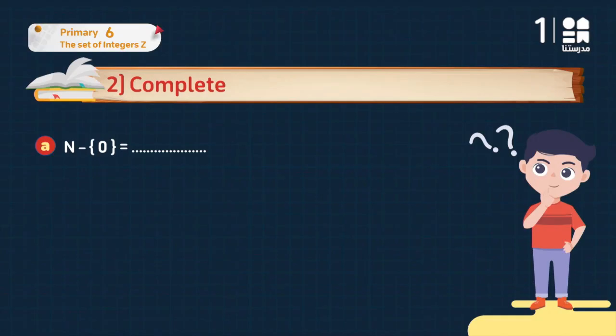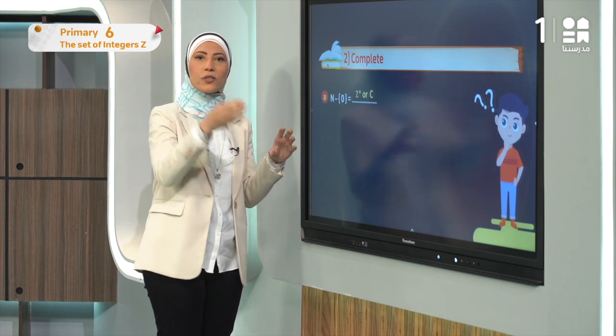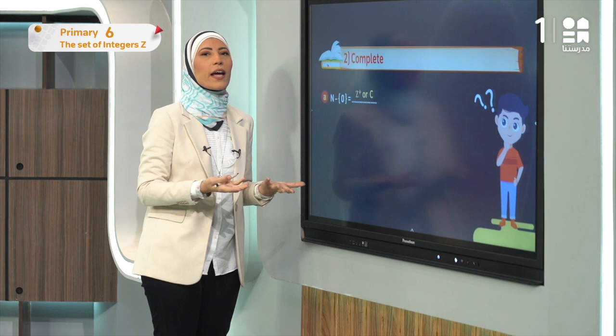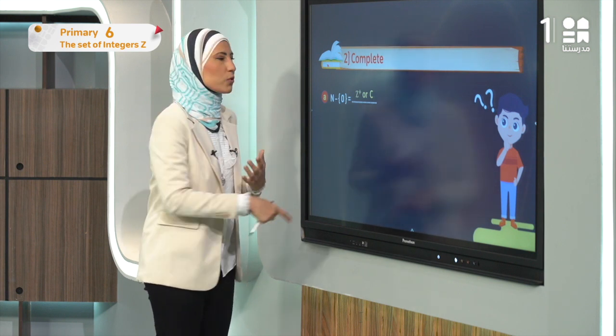The first one, N, natural numbers, difference the 0. If you have N and you take the 0 from it, what will you have? Of course, the positive, which is Z positive, or a counting set. So if I have the natural numbers and I cancel the 0 from it, I take the 0 from it, what I will have is 1, 2, 3, and this is a counting set or positive.